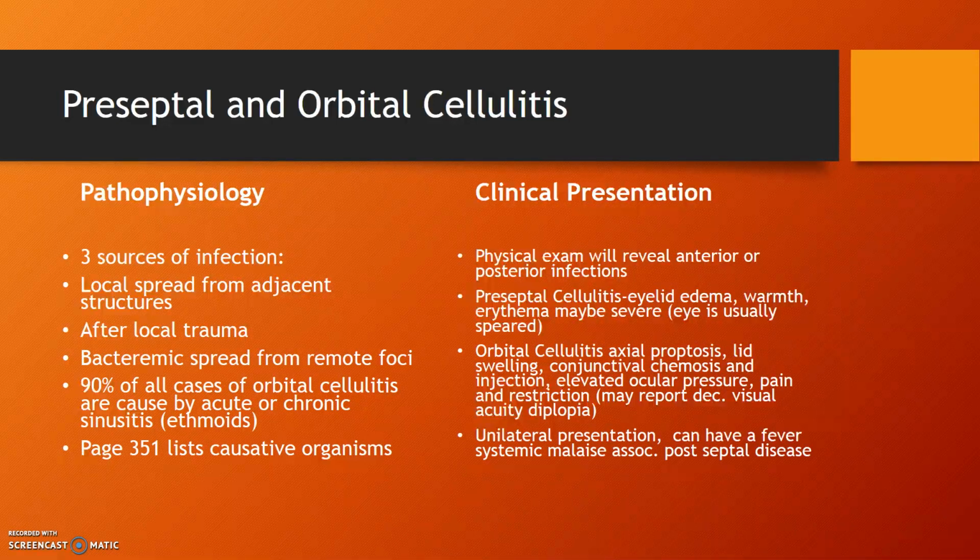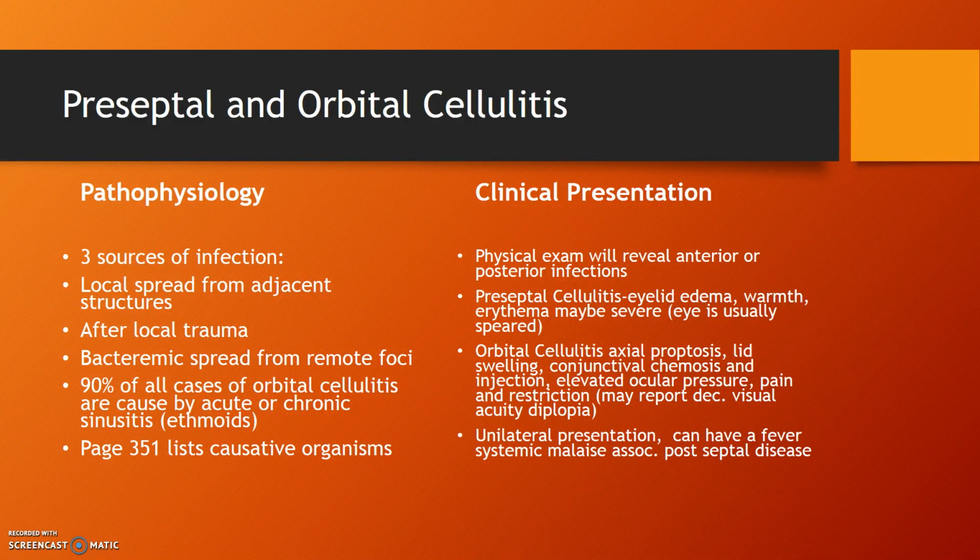In children, the majority of the cultures are typically positive for staph and strep, but there's also polymicrobial. Patients over the age of 15 are more likely to have polymicrobial infection, and in immunocompromised or diabetic patients, a fungal cause, Aspergillus or Mucor, should be considered.